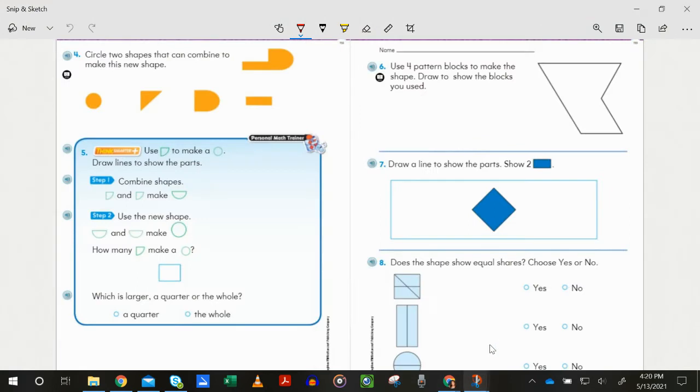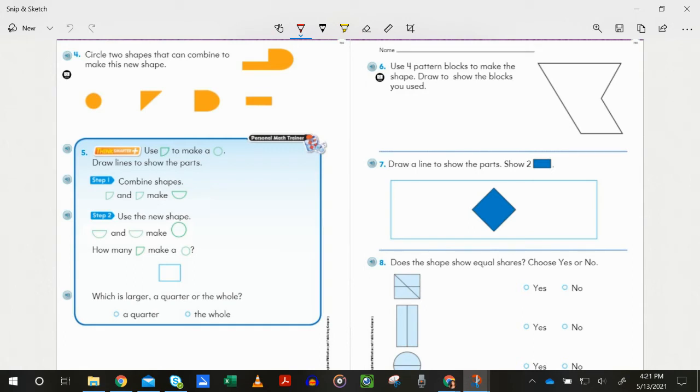Okay, let's switch back to a pencil and open up so we can see questions 4 through 8. Okay, on number 4, circle the 2 shapes that can combine to make this new shape. So look at the shape here at the top. That's what we're making. Which shapes did they use? Circle the 2 that got used.